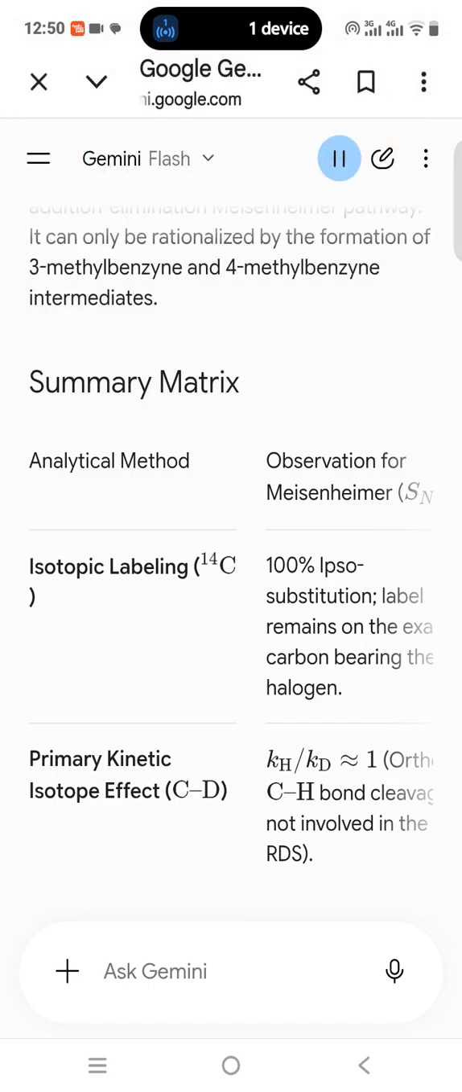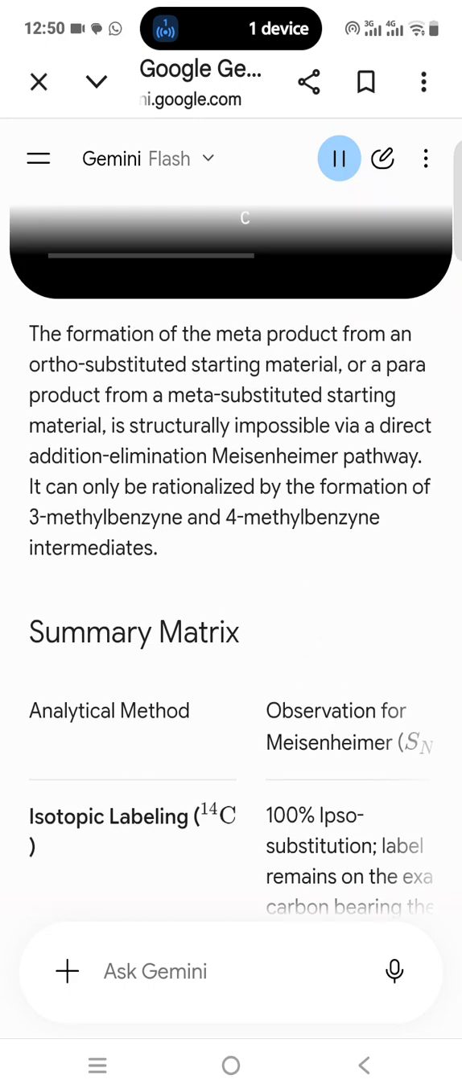Why this proves benzyne: the elimination of HCl creates a symmetrical benzyne intermediate where the bond order between C1 and C2 is identical. The incoming NH_2 nucleophile can attack either carbon of the highly strained triple bond with equal probability, yielding exactly a 1:1 mixture of aniline regioisomers, cine substitution.